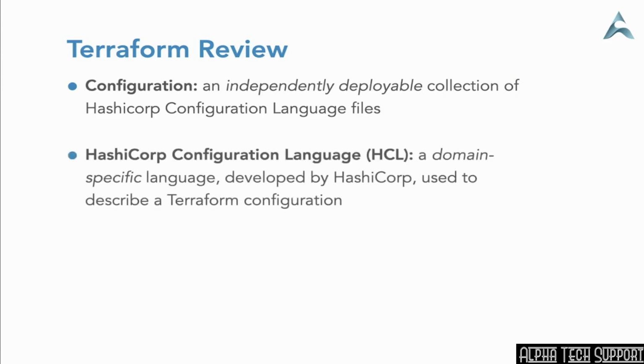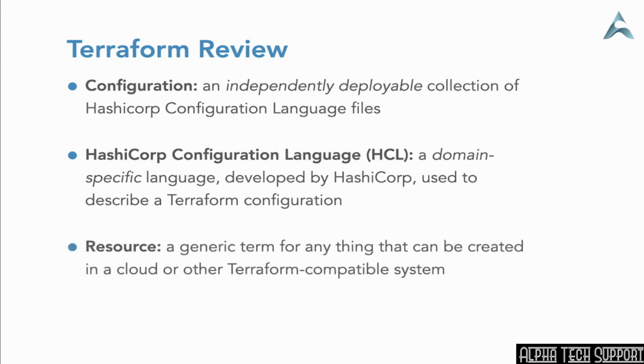HashiCorp Configuration Language, or HCL, is a domain-specific language developed by HashiCorp. By contrast with general-purpose languages like Java and C#, HCL is focused on defining Terraform configurations. HashiCorp developed HCL because static data files such as YAML or JSON lack the language features needed to make Terraform as versatile and adaptable as it needed to be. HCL supports basic language conventions such as variables, loops, and conditional operators.